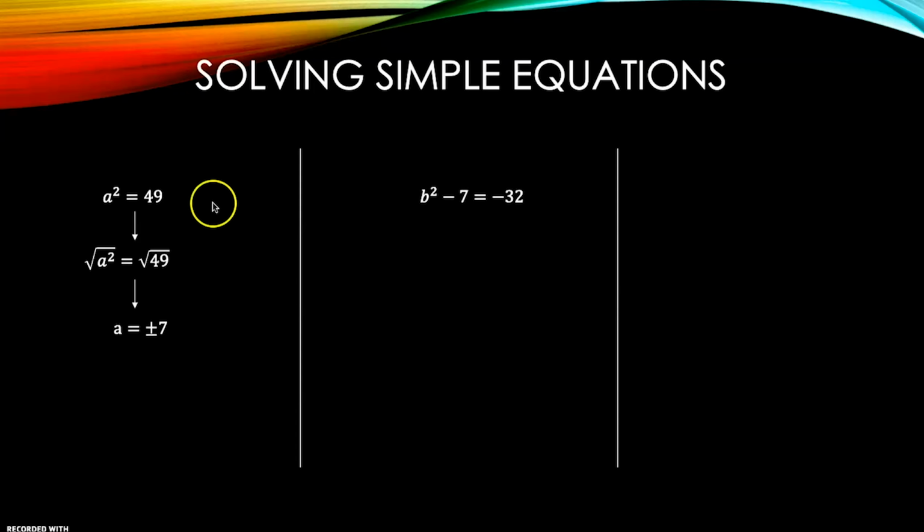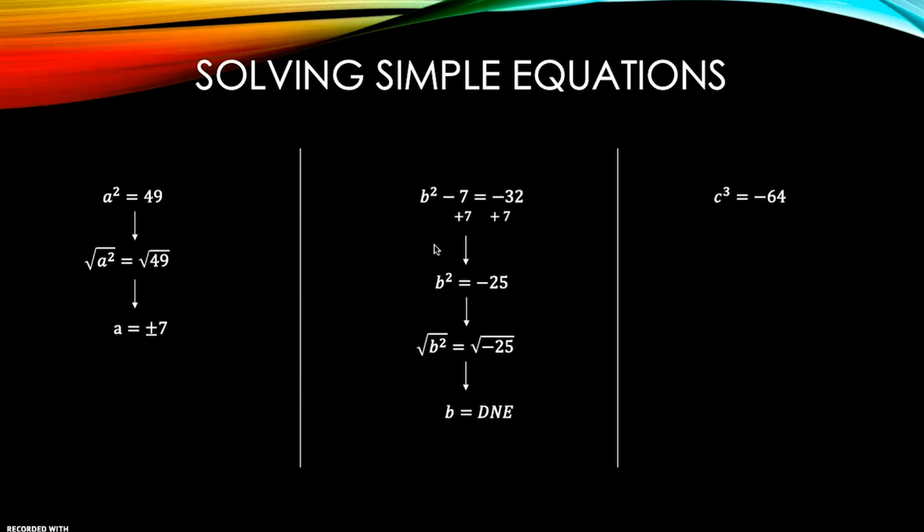And next we have b squared minus 7 equals negative 32. So we want to isolate this by adding 7 on both sides, and we get b squared is equal to negative 25. Take the square root of that, but there is no number that, when multiplied by itself, gives us negative 25. So b does not exist.